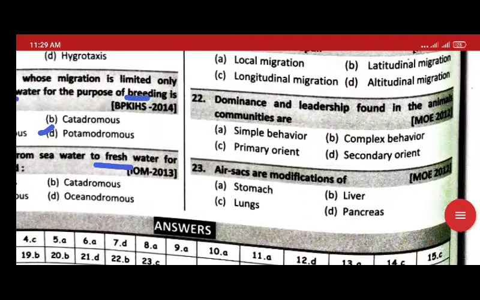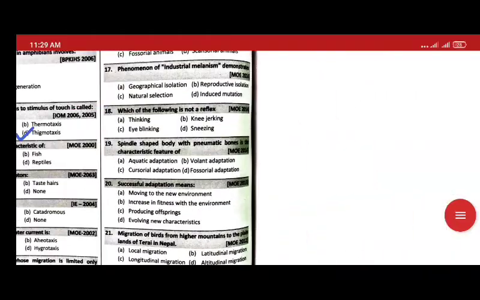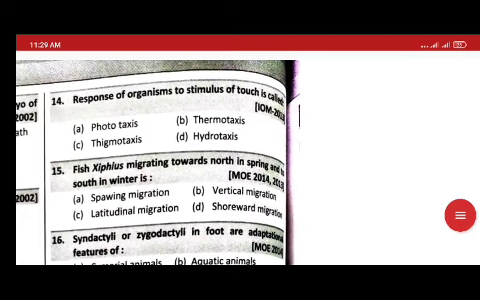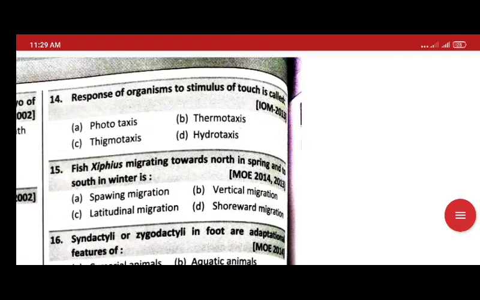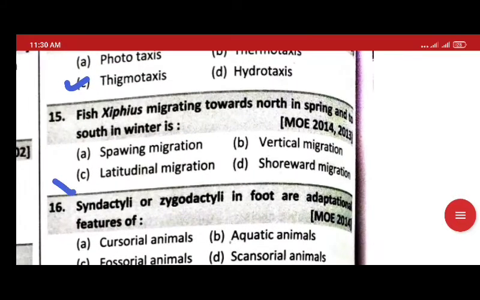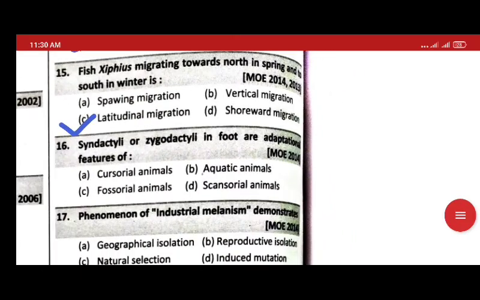Now question 14. Response of organism to stimulus of touch. So touch we always know is thigmotropism. Now fish migration toward north in spring and south in winter. This is called what? Vertical or latitudinal. Here you can get confused, but that is called latitudinal. Vertical is not. Latitude is the term.